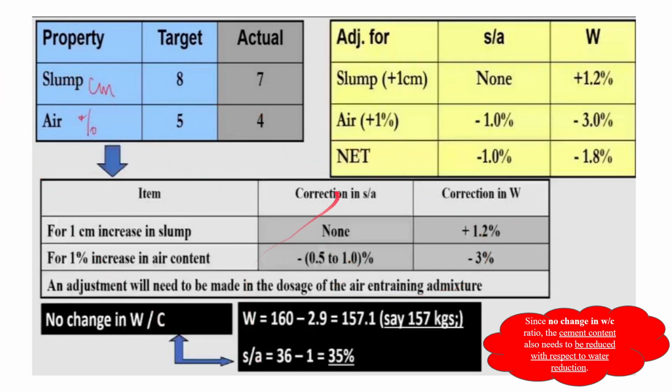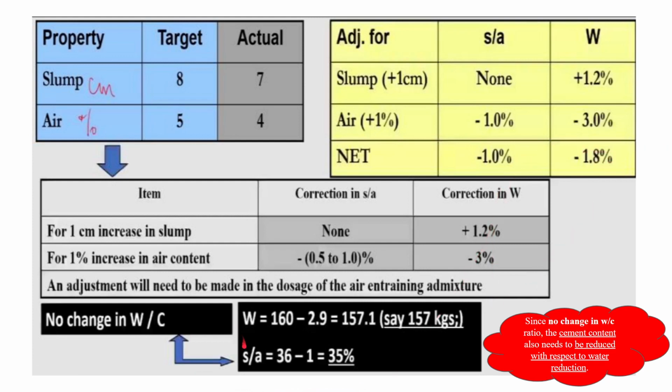As I told you, we wanted 80 mm slump, but we had 70. And we wanted 5% air content, but we actually have 4%. So how to increase that 1%, as we discussed just now? We need to change the S/A and W values based on those recommendations. After adding both recommendations, we get the net change in S/A to be -1% and W to be -1.8%.